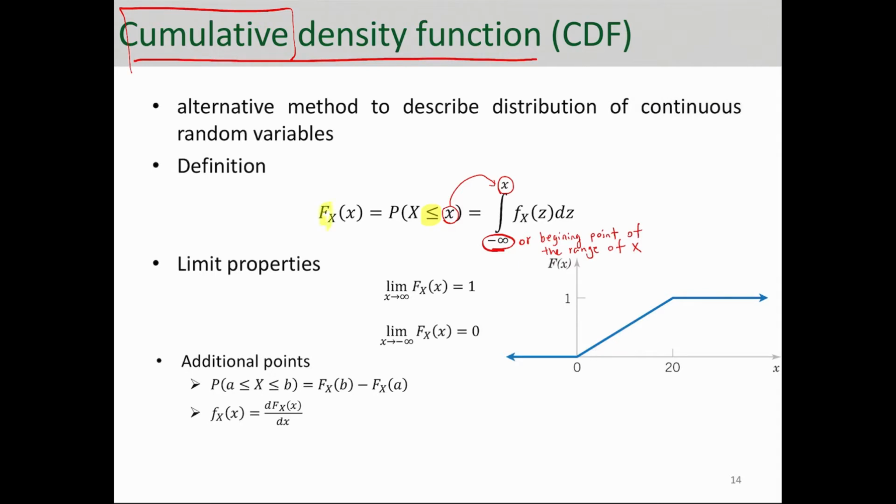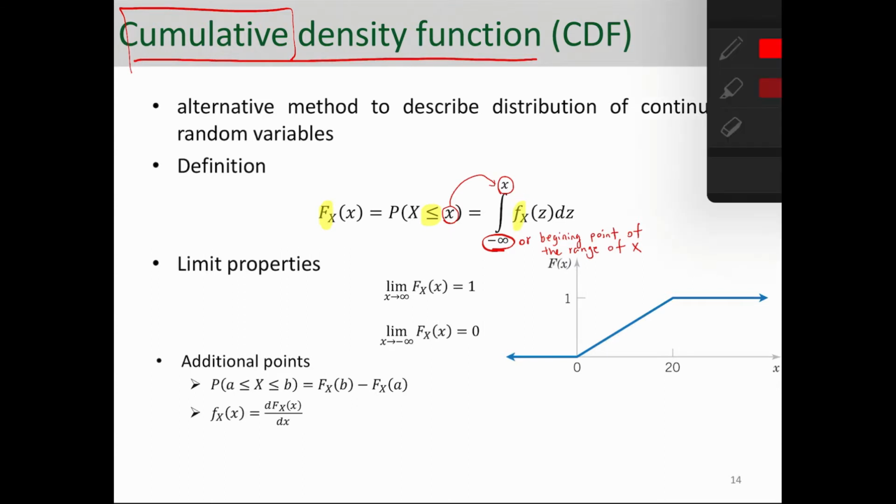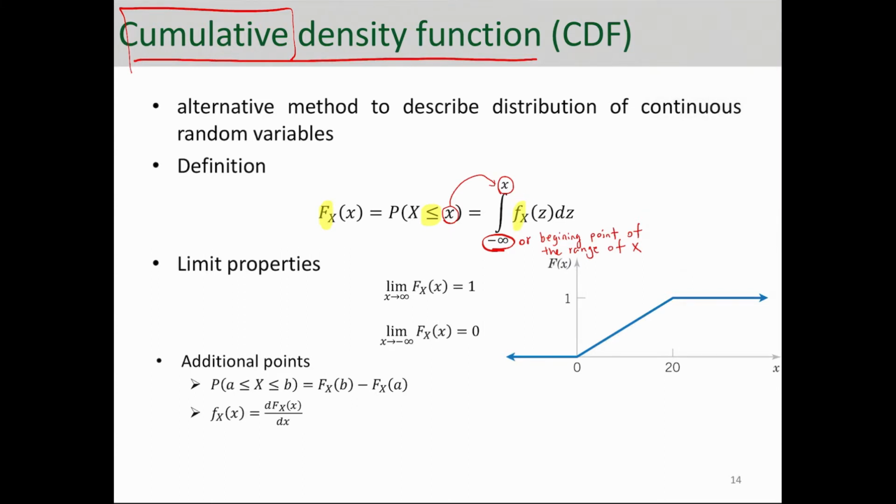The CDF function we show with a capital F, instead of the small f that indicates the PDF function. I want to point out again that if you are given a PDF function and you want to find the CDF function, you integrate from the beginning point of the range to x. That is very important because you want a function at the end that has an x in it. You don't integrate from the beginning point to the ending point, because that is equal to 1.